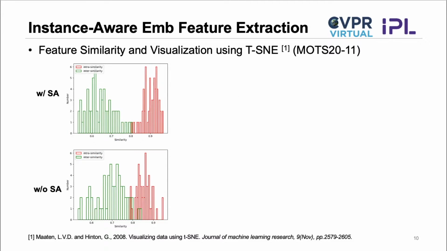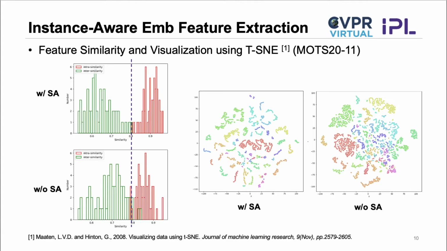To illustrate the quality of our instance-aware embeddings, we show some feature visualizations. Using the MOTS-20 sequence 11 as an example, the figures on the left show the average inter-object feature similarity and intra-object feature similarity with or without the spatial attention. We can find that it can be separated better with the spatial attention applied. So we can select 0.8 as the feature similarity threshold. The red figures are embedding visualizations using the t-SNE method. With the spatial attention in the training stage, we can see that the appearance features are distinctive and well clustered.